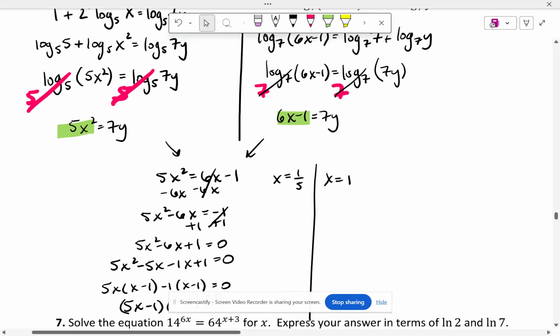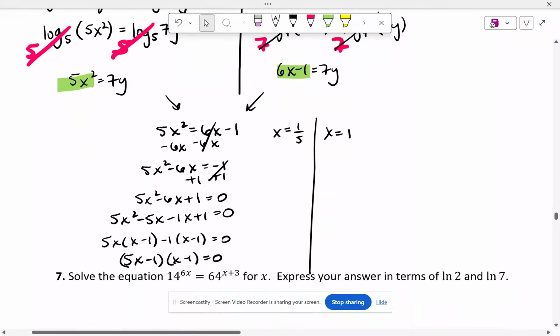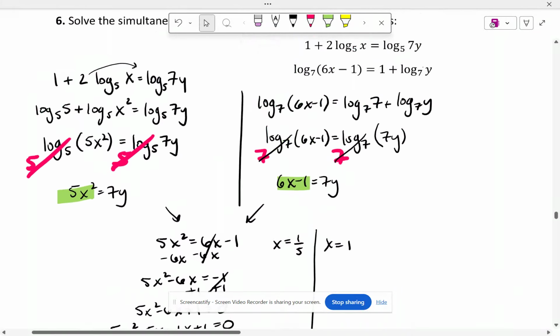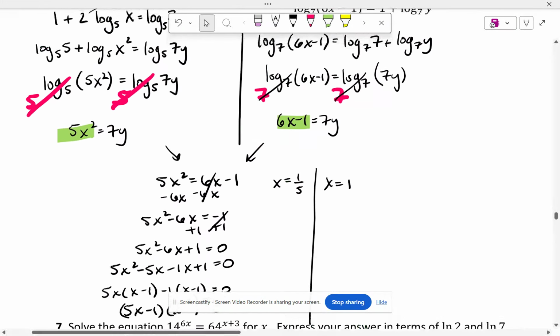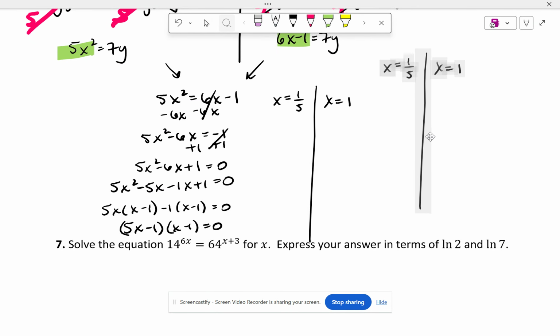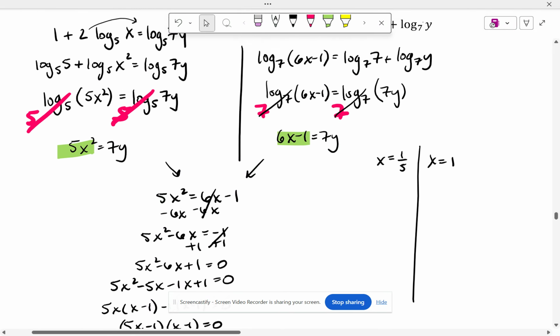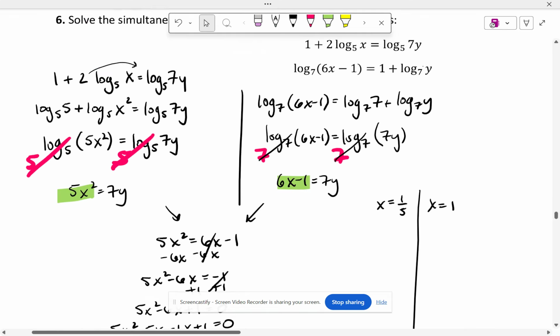So let's be smart about our plugins. If I have x equals 1/5, which one would you prefer to plug that into? The one with log base 5. Good job. Actually, I don't have nearly enough room, so I'm going to scooch this over. Hope you're not working in pen. So I'm going to plug this guy into the one with log base 5. 6x minus 1 equals 7y.